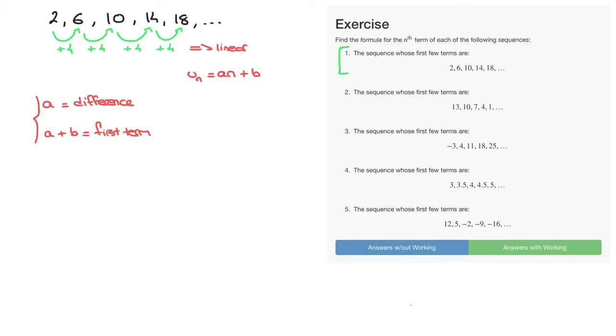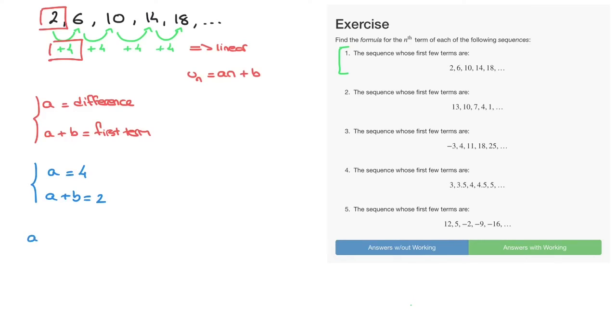Now, for this particular sequence, those two equations turn into a equals the difference, which is 4. So that's a equals 4. And a plus b equals the first term, so in this sequence that's 2. So a plus b equals 2. We now have our two equations. So we go ahead and solve them.